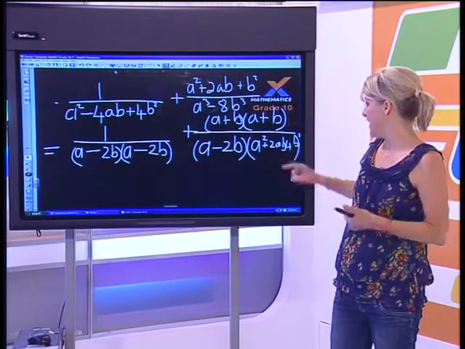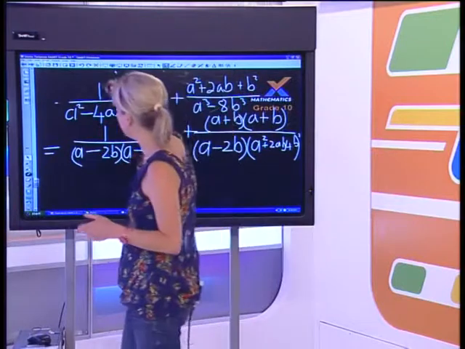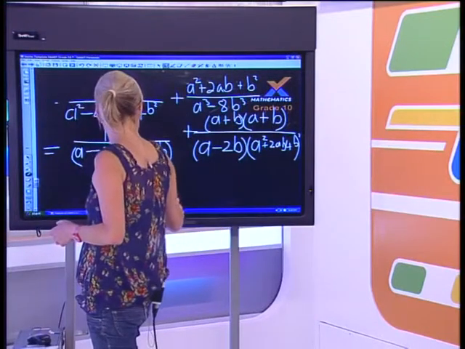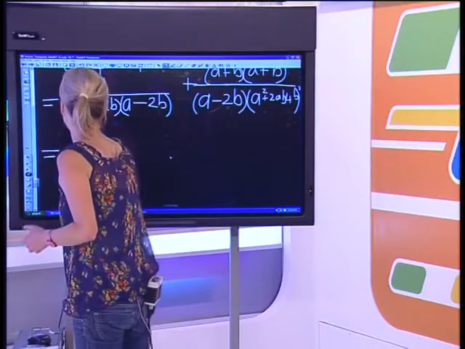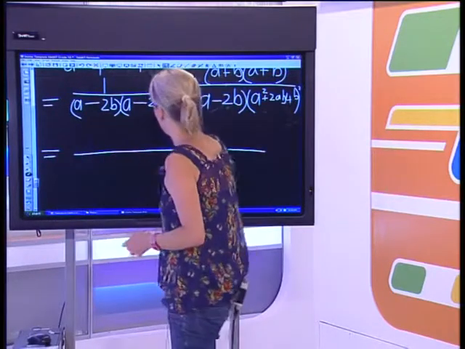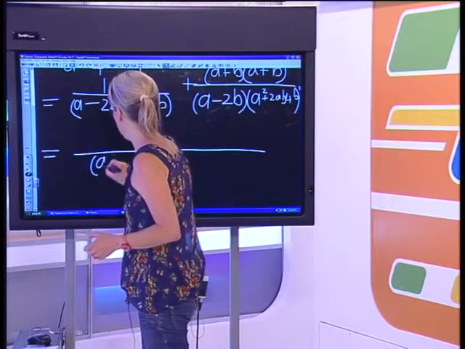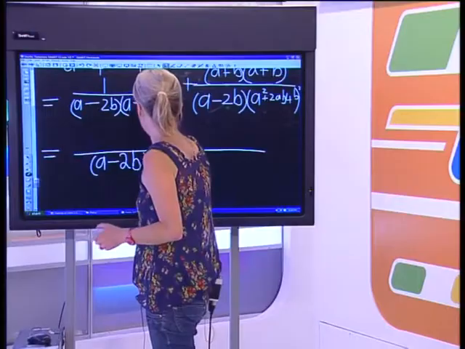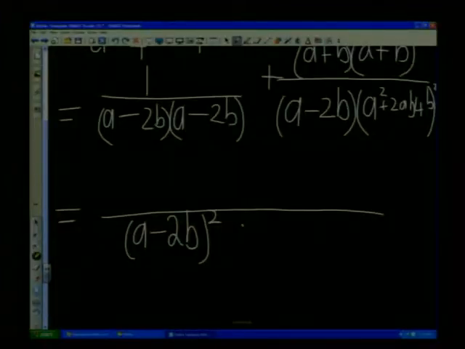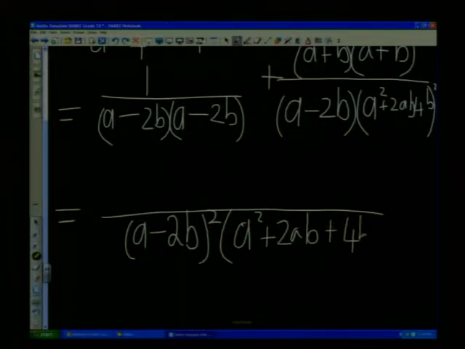Right. Okay, so I'm going to get on with the business of writing my LCD. And my LCD, and I'm putting my equals over here, is going to be a minus 2b, everything squared, as well as a squared plus, my handwriting is terrible there, 2ab plus 4b squared.